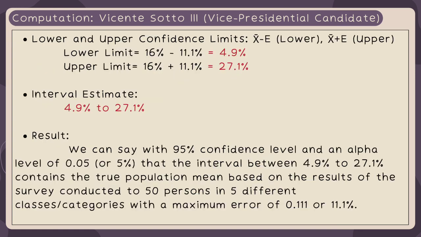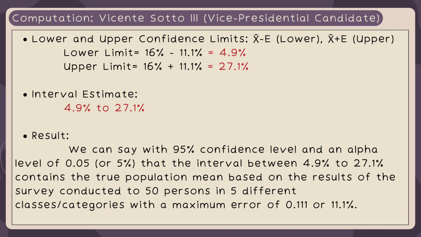Now let's get the lower limit. 16% minus 11.1% is 4.9%. Then proceed with the upper limit. 16% plus 11.1% is 27.1%. Our interval estimate now is 4.9% to 27.1%.